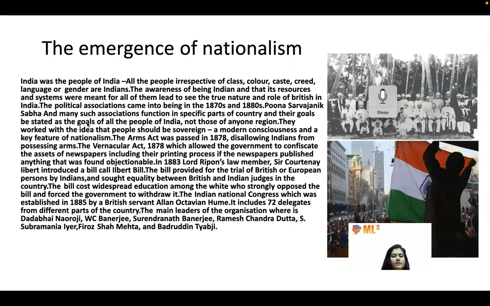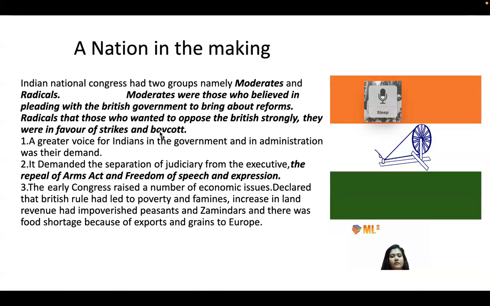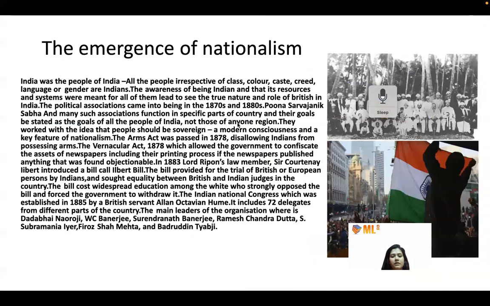The political associations came into being in the 1870s and 1880s. Pune Sarvajanik Sabha and many other associations functioned in specific parts of the country, and their goals were to be stated as the goals of all people of India, not those of any one region. They worked with the idea that people should be sovereign, a modern consciousness and a key feature of nationalism.